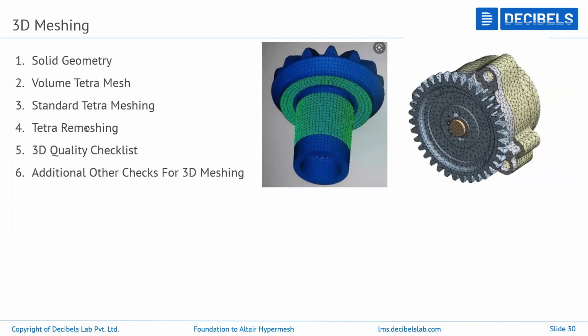And tetra remeshing, as we discussed in module 2, works the same way. Once the software gives the tetra elements, if the elements are not meeting the quality parameters, or sometimes if the elements are not captured properly, then we will go for the remeshing option. Whether it is 2D elements or 3D elements, tetra or hexa, we will do remeshing. Then the same way as we did for the 2D elements, we check the quality parameters for the tetra elements.